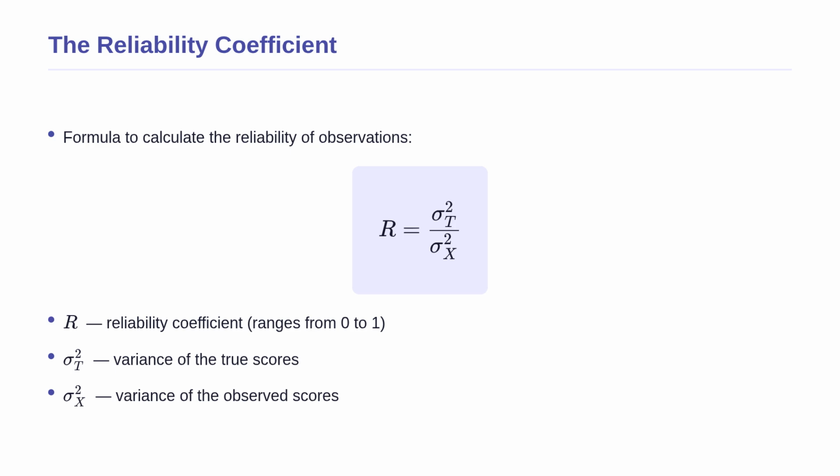The symbol sigma squared sub t represents the variance of the true scores, meaning how much the actual facts vary. The symbol sigma squared sub x represents the total variance of the observed scores. Physically, if the true variance increases while error stays low, R gets closer to 1. This means our observations are highly accurate and can confidently be treated as scientific facts.